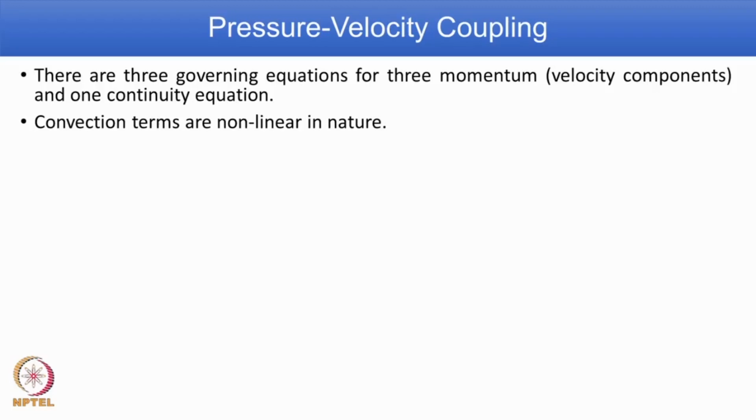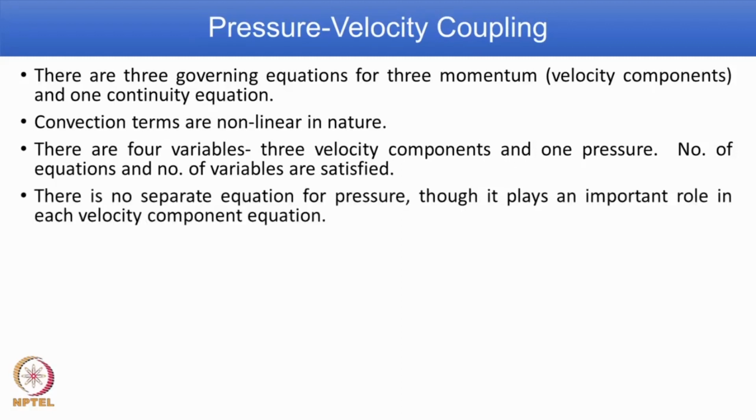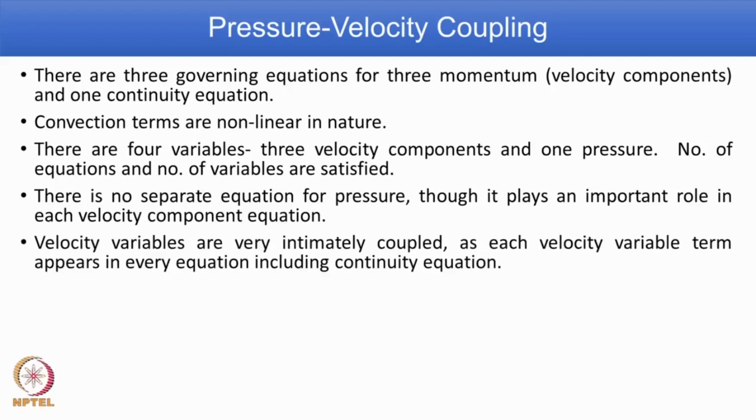In each governing equation for momentum, there is a convection term, and we repeated many times before, convection terms are nonlinear in nature. In total, there are 4 variables, that is there are 3 velocity components and 1 pressure. So, number of equations equal to number of variables is satisfied. However, there is no separate equation for pressure, though it plays an important role in all the momentum equation. Velocity variables are, however, very strongly coupled, because each velocity component appears in every other momentum equation, including the continuity equation. That way, velocity variables are very intimately coupled.